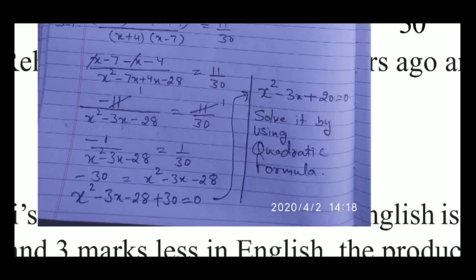After shifting, our quadratic equation is x square minus 3x minus 28 plus 30 equals 0. After simplification, you can see our quadratic equation is x square minus 3x plus 2 equals 0. After getting this quadratic equation, now we will use the quadratic formula to find its solution in the same way.